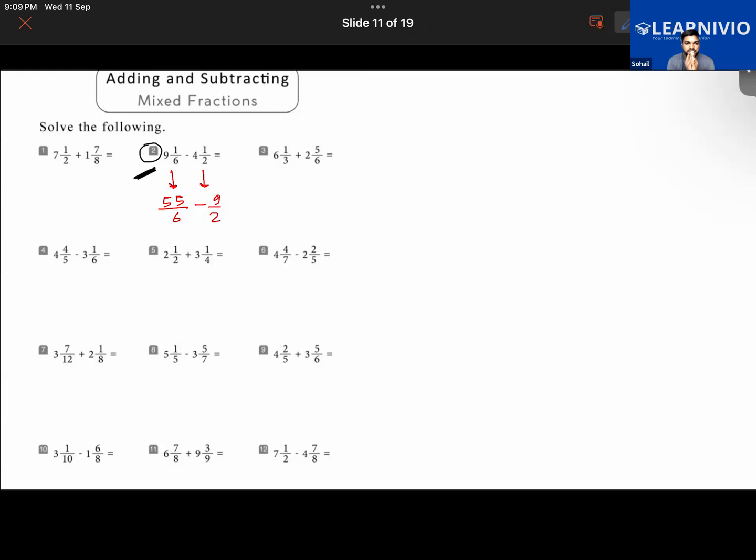Yes, Sumaya, what were you saying? What do we have to do before subtracting that? We have to convert them into like fractions, the denominator has to be made the same. So first you have to take the LCM of 6 and 2. Okay, sir. 46 upon 6, you are getting.